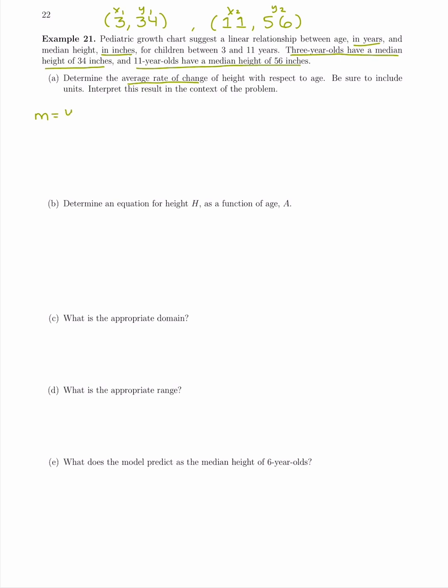So slope is always Y2 minus Y1 over X2 minus X1. So we're going to do 56 minus 34. 56 inches minus 34 inches is what that really means. So we are looking at a 22-inch growth. And this is between 11-year-olds minus 3-year-olds. So we're looking at an 8-year period.